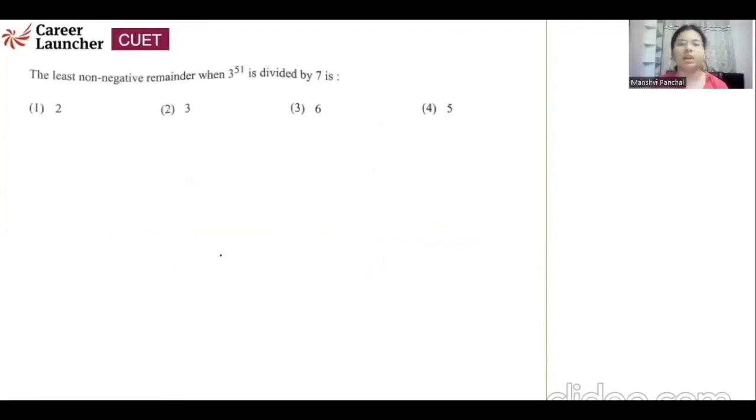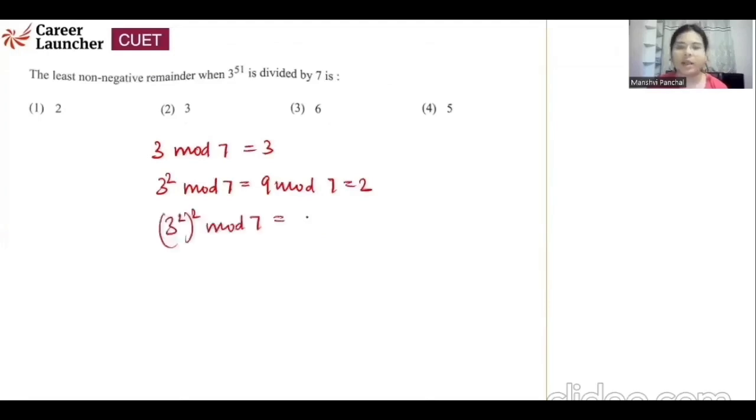Question number 74. The least non-negative remainder when 3 raised to the power 51 is divided by 7. So we'll see when 3 mod 7 is 3 only. 3 square mod 7 is 9 mod 7, which is 2, right? 3 raised to the power 4 mod 7 will be 2 square mod 7, which is 4 mod 7, 4, right? And then 3 raised to the power 8 mod 7 will be 4 raised to the power 2 mod 7, which is 16 mod 7. It means 2. So we have reached till here.